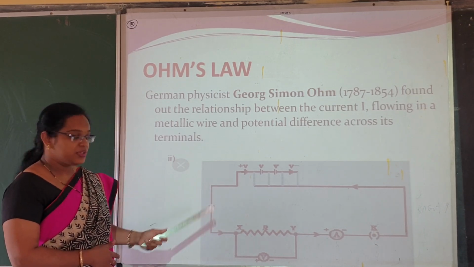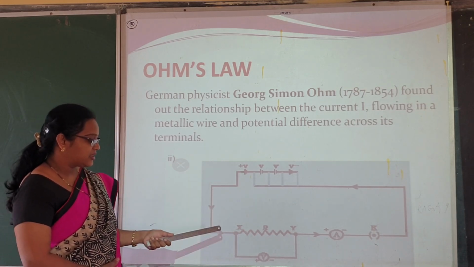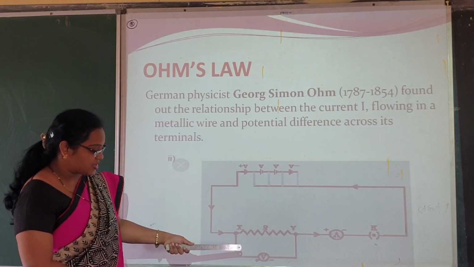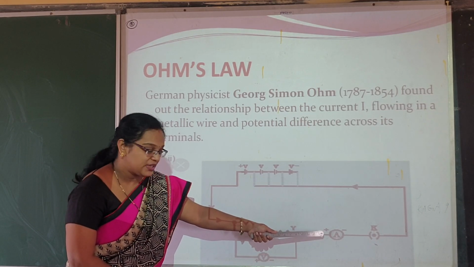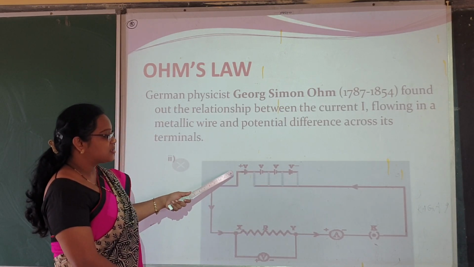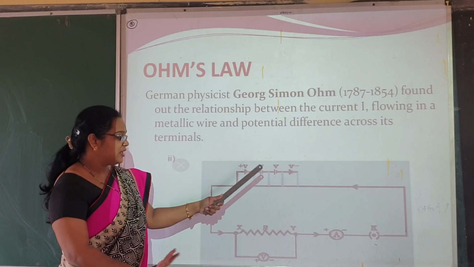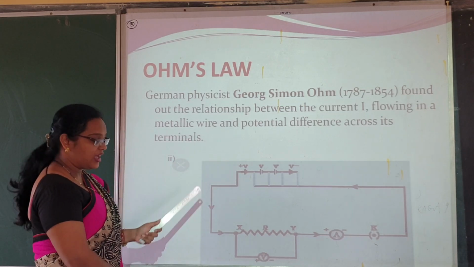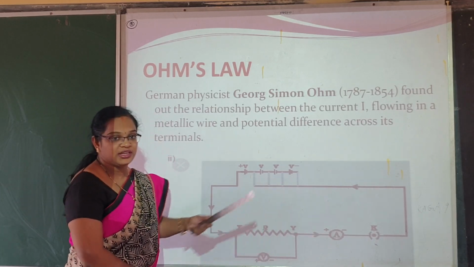This is a circuit diagram. Can you identify the components used in the electric circuit? This is the resistor R, V is the voltmeter to measure the potential difference, A is the ammeter to measure electric current, and this combination of cells is called a battery. First we use only one cell connected to the circuit, and we note down the voltmeter reading and the ammeter reading.